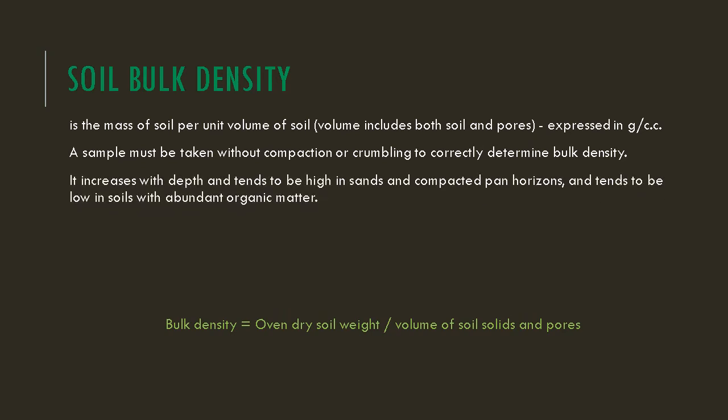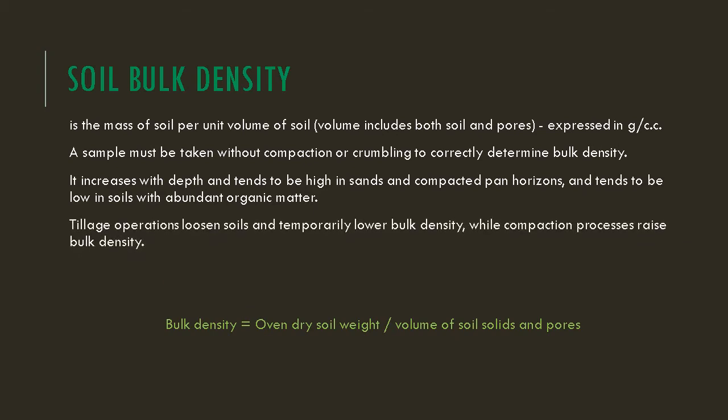Then it increases with depth and tends to be high in sands and compacted pan horizons, and tends to be low in soils with abundant organic matter. Again, organic matter, we are seeing here, influences the soil bulk density by reducing it. If there's a lot of organic matter, then you end up having soil bulk density which is low compared to a soil that doesn't have organic matter in it.